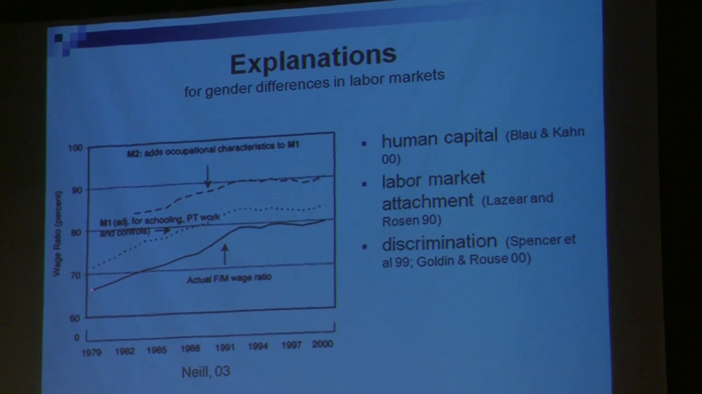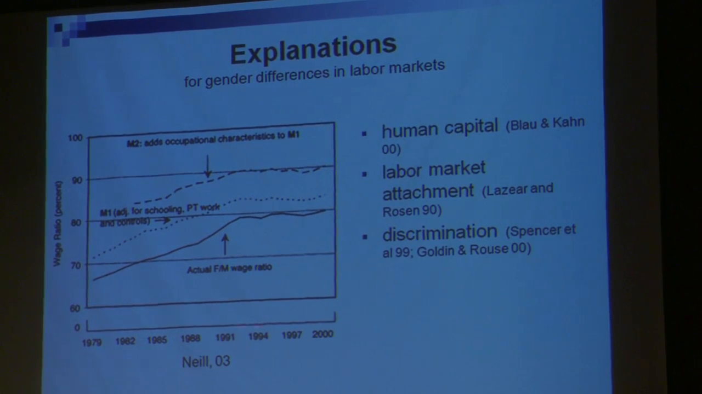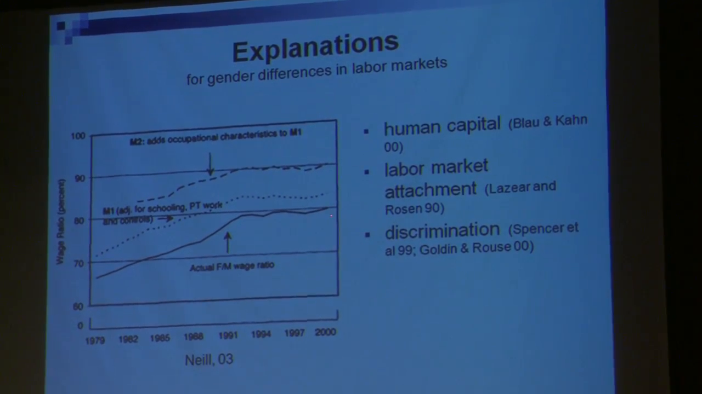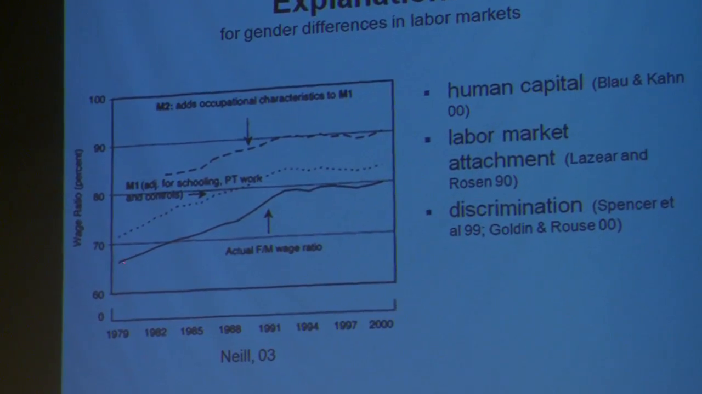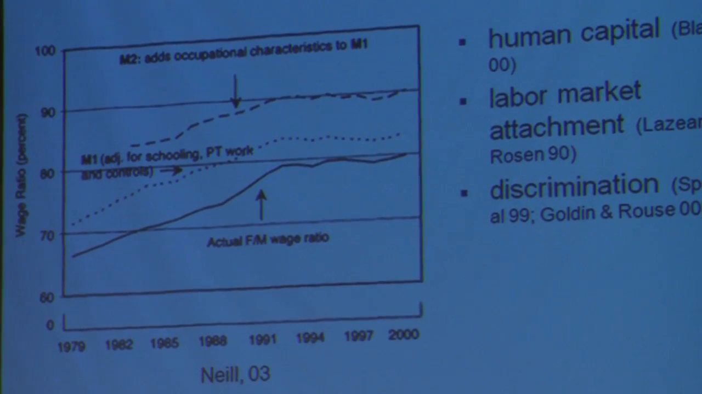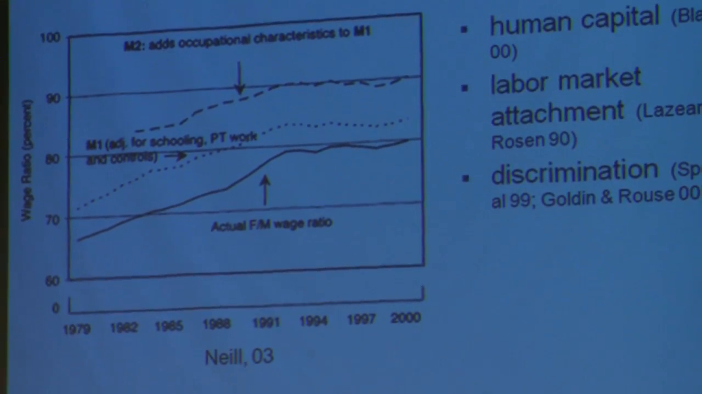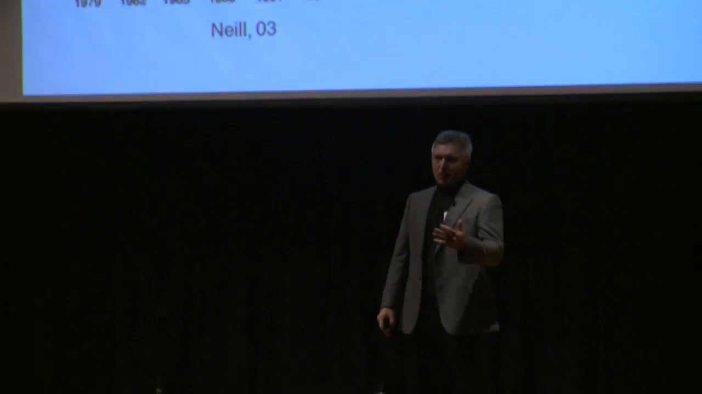Okay, so these are the data that I just told you about, the raw female-male wage ratio. And as you can see, since 1979 to 2000, it's lessened. It's lessened from about 68% up to about 80%. So the gap has gotten smaller. So let's say we adjust for the amount of schooling, what's called human capital, or the number of hours worked.